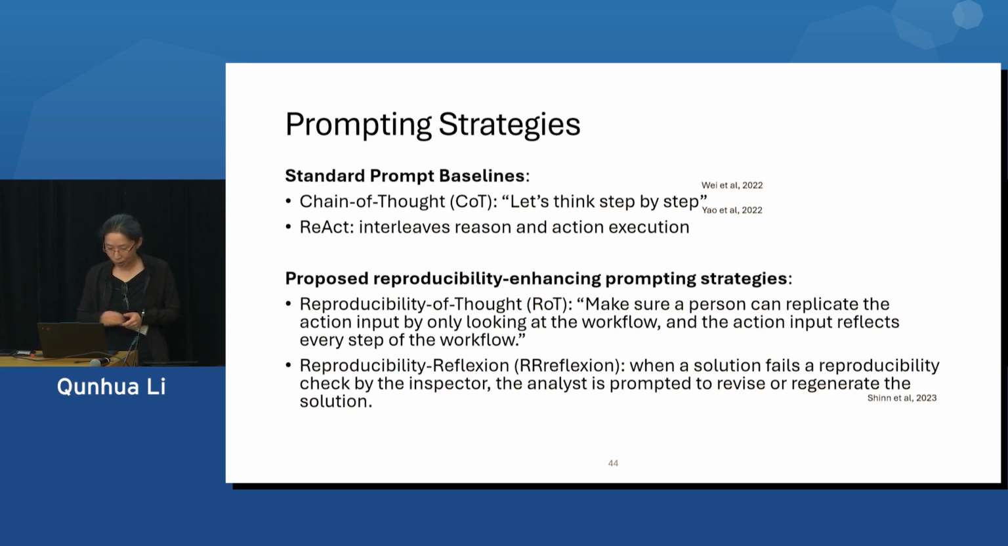Another is we created a reproducibility reflection, we call it R reflection. We evaluate the reproducibility by the second agent. If the reproducibility fails, then we ask the analyst to revise or regenerate the solution.